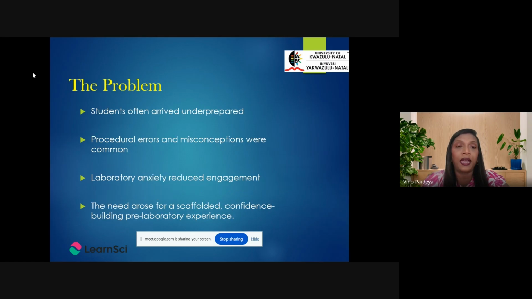So I've kind of framed the problem as students often arriving unprepared, which results in procedural errors and misconceptions with the concepts being dealt with. There's anxiety and reduced engagement because of all the previously mentioned lack of knowledge. Therefore, the need arose for a more scaffolded, confidence-building pre-laboratory experience.